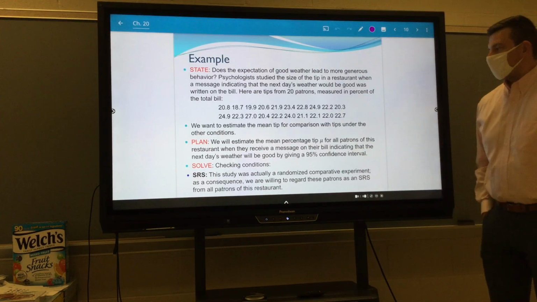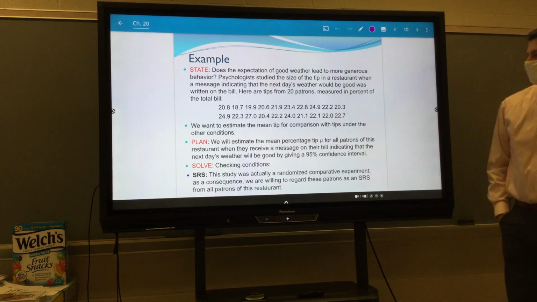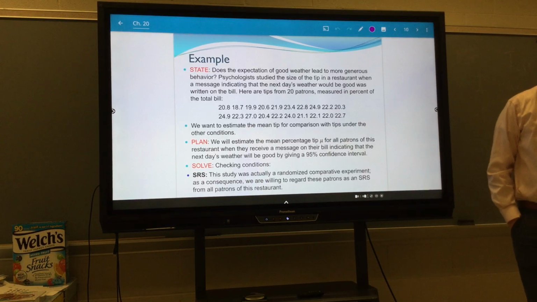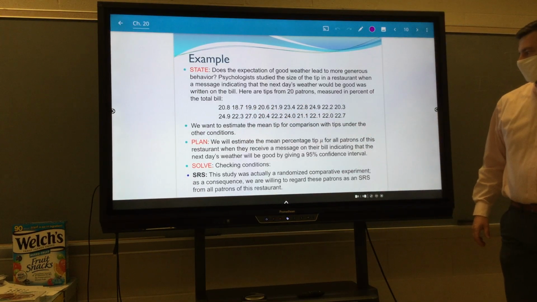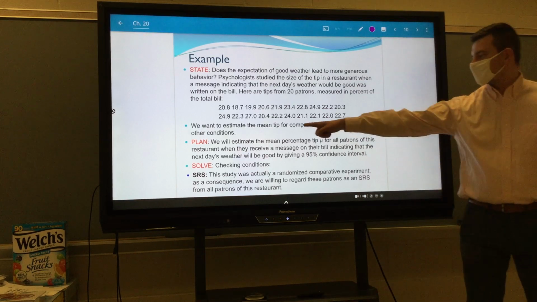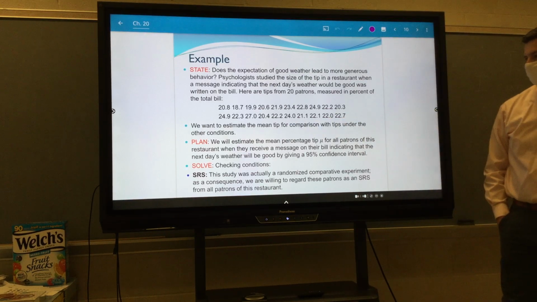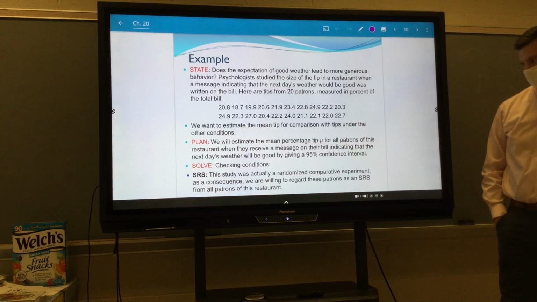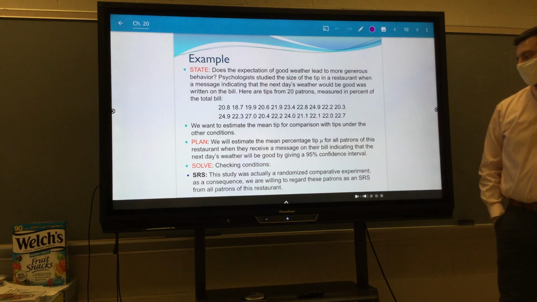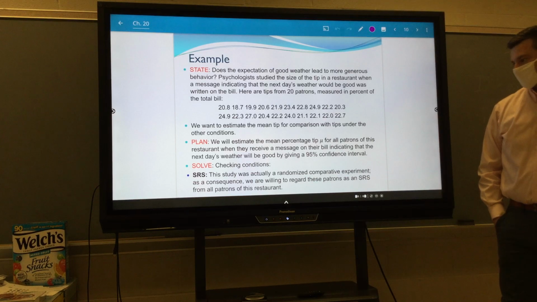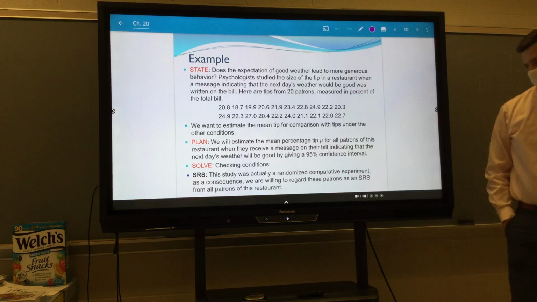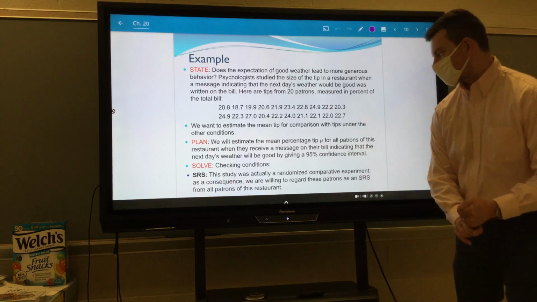Well, here are the tips from 20 patrons measured in percent of the total bill. Okay, so we see our values. These are different percentages. Fairly generous tips, it looks like. We want to estimate the mean tip for comparison with tips under the conditions. And so our plan here, we will estimate the mean percentage tip mu for all patrons of this restaurant when they receive a message on their bill indicating the next day's weather will be good by giving a 95% confidence interval. So we do need to start by checking our conditions.